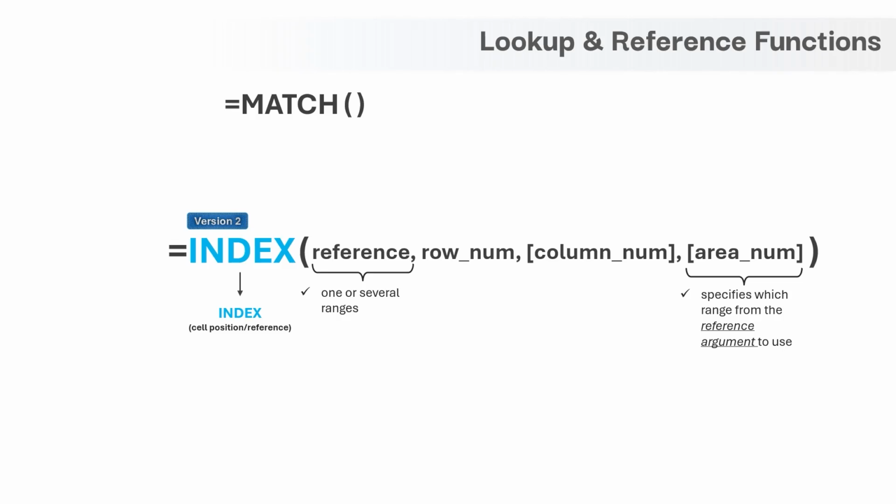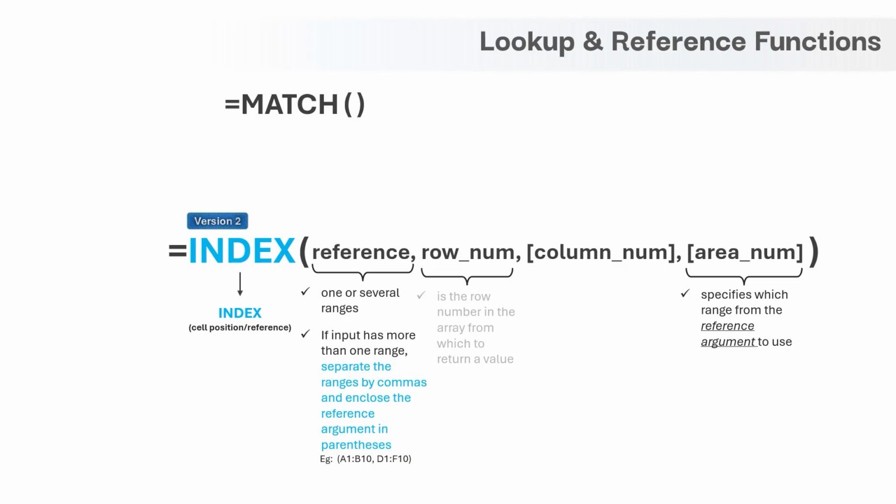Also, when we provide multiple arrays as input to the reference argument, we must separate these ranges by commas and enclose the reference argument in its own set of parentheses. Row num and column num are row number and column numbers from which the value needs to be returned. The only difference between both these versions is version 1 takes only one array as input, while version 2 takes multiple arrays as input. So finally we are done with all the basics.